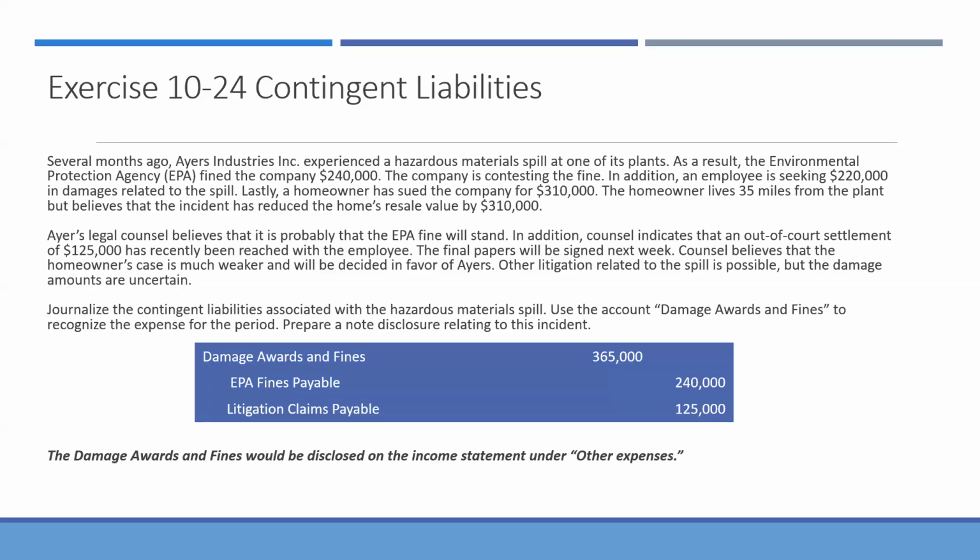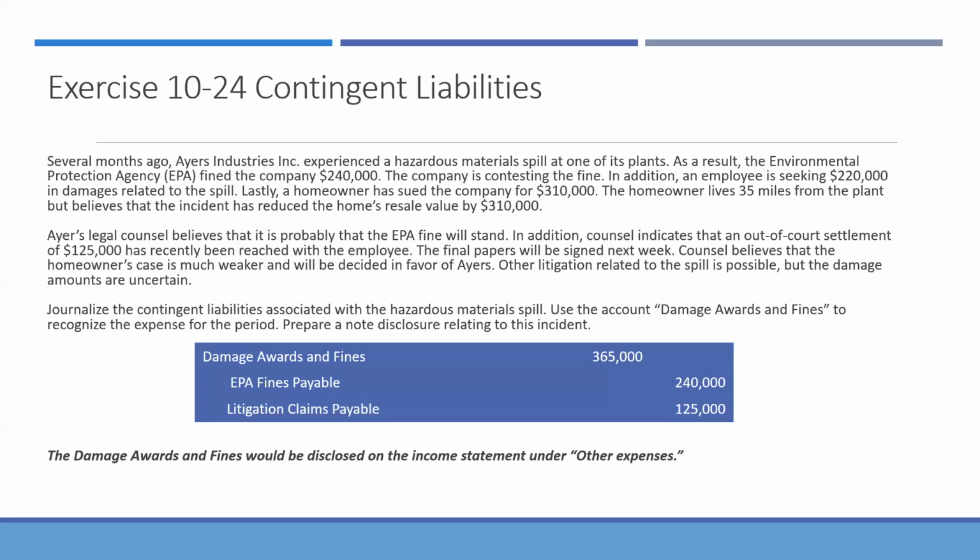They're also getting sued by a homeowner. They think it's weak and fairly frivolous, so that's remote. That would be in the remote bucket. So their journal entry is going to be damage and fines expense, $365,000, and then EPA fines payable and litigation claims payable. The EPA fine is the amount they think is going to be paid, which is what the EPA charged them. Litigation claims payable is going to be the amount of the settlement, not of the initial lawsuit.